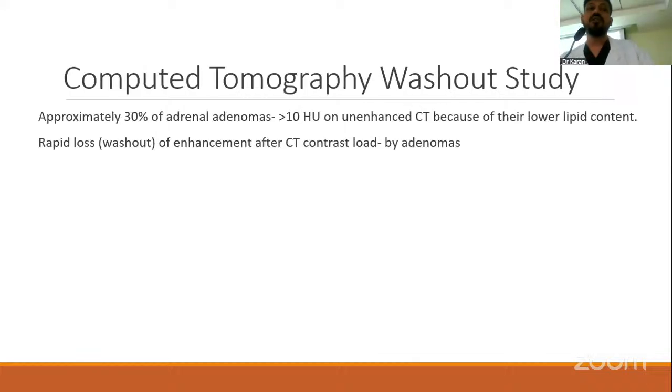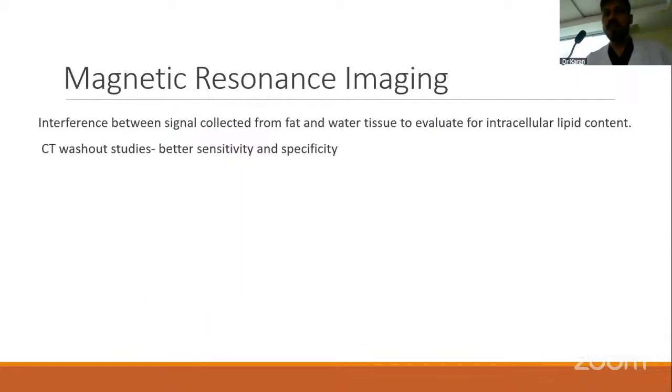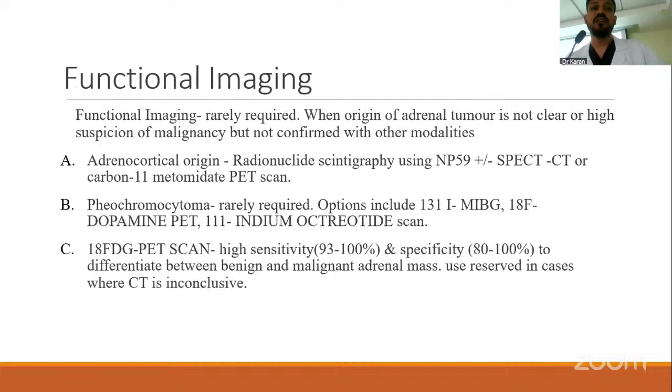Therefore, we get CT washout study done in which if there is adrenal mass and it has a Hounsfield unit value of more than 10 units, then we get a delayed scan of 15 minutes. If there is absolute washout of more than 60% or a relative washout of more than 40%, then it is diagnostic of adenoma. MRI also works on the same principle. It detects the interference between signal from fat and water to evaluate for intracellular lipid content. CT washout studies have better sensitivity and specificity.